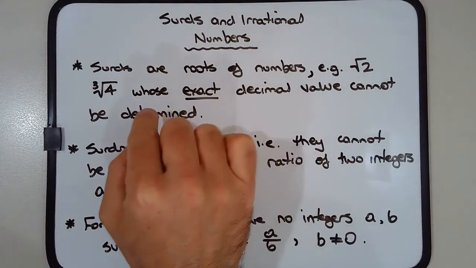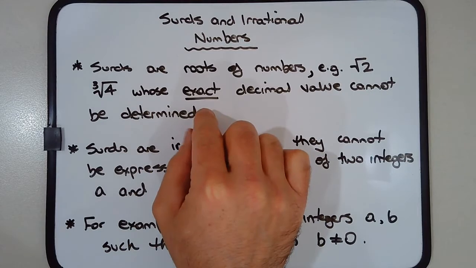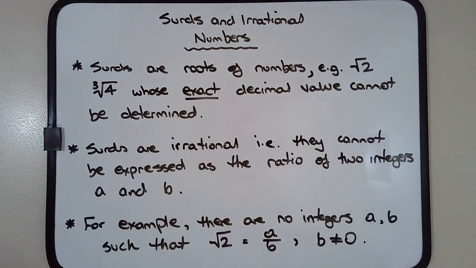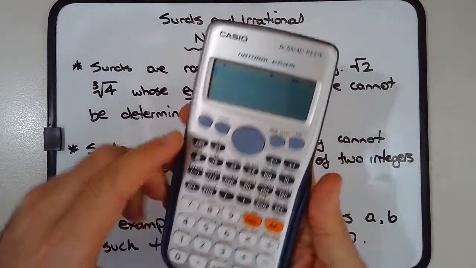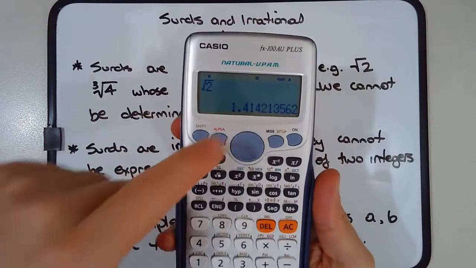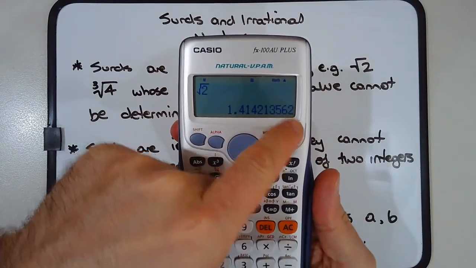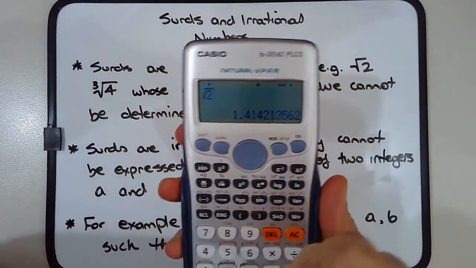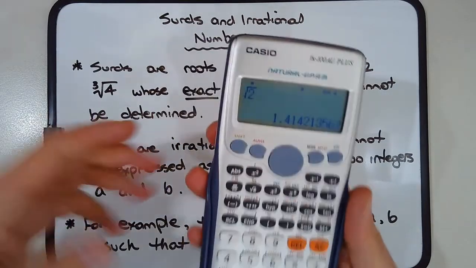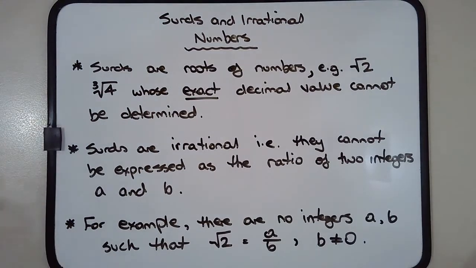But in particular, it's a type of number with the property where the exact decimal value cannot be determined. If you take the square root of 2, for example, what I write there is actually just an approximation. The decimal goes on forever, and there's no pattern to this number, by the way. This is what we mean by irrational, in fact.